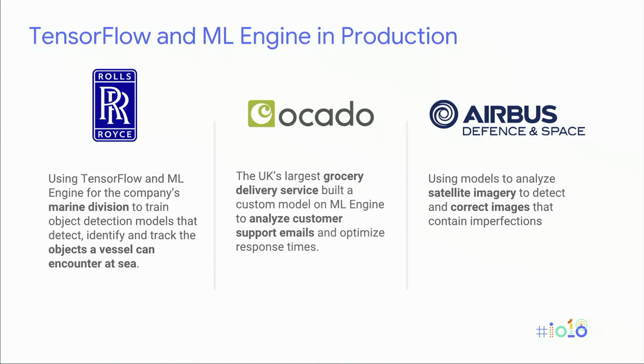Ocado is the UK's largest grocery delivery service. So as you can imagine, they get tons and tons of customer support emails every day. And they've built a custom model. It's able to take those emails and predict whether it requires an urgent response, or maybe the email doesn't require a response at all. And they've been able to save a lot of customer support time using that model. And then finally, Airbus has built a custom image classification model to identify things in satellite imagery.